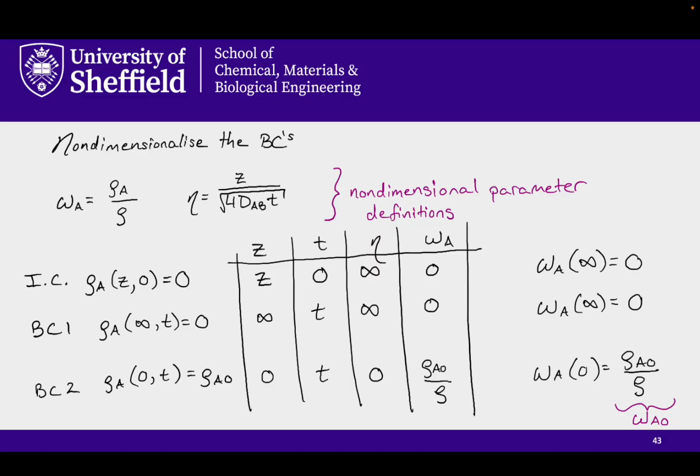So at this point, we've non-dimensionalized our equation, we've non-dimensionalized our boundary conditions, and because 2 of our boundary conditions have collapsed, we've shown that a similarity solution is possible. So in the next video, we will solve this equation.